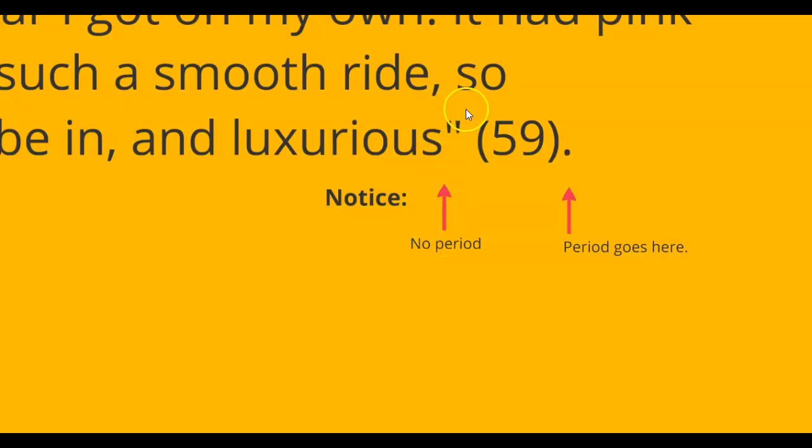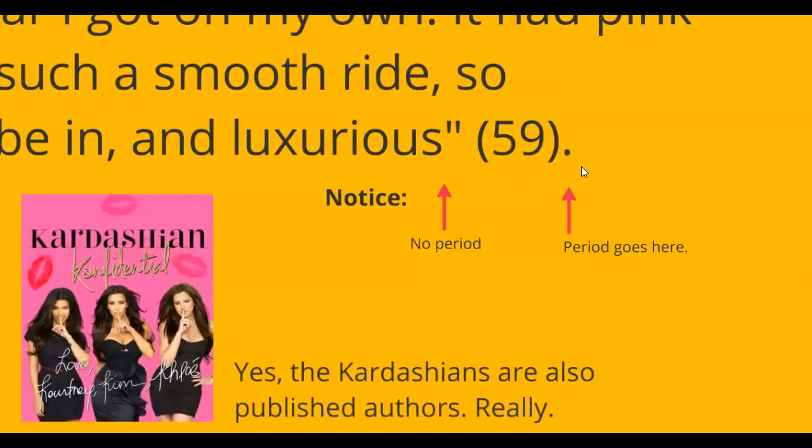There's my quotation mark, space, parenthesis, page number, close parenthesis, and the period goes right here at the very end. Students really forget to put this period here, so remember to put the period.